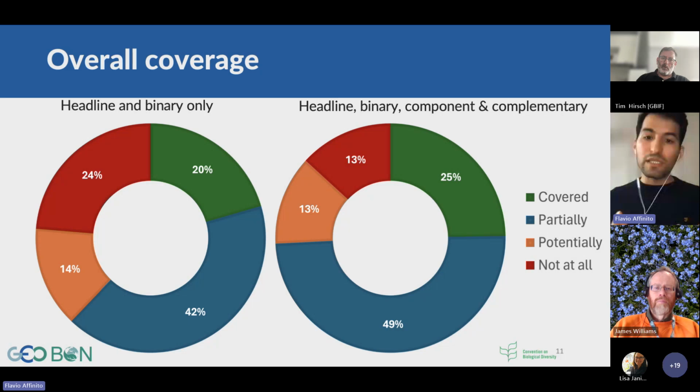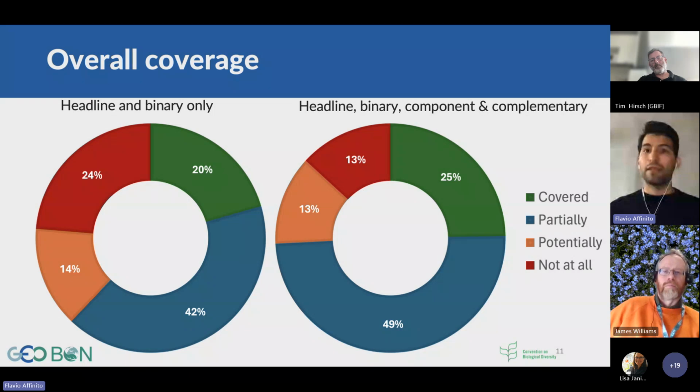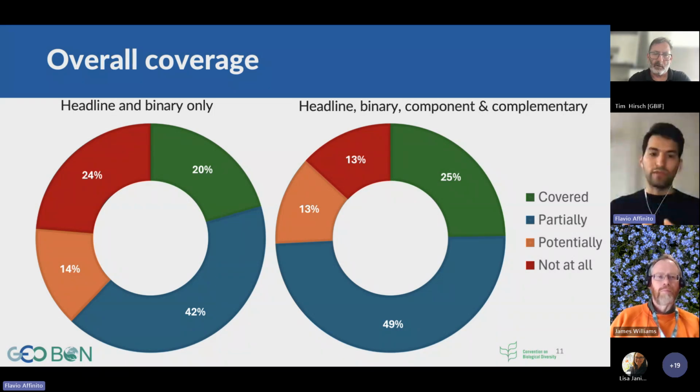So mostly the gaps shrink by about half, and we get a partial coverage of almost all the global biodiversity framework, with still a group of elements that are potentially covered that we could work on to improve. Now, what's important to understand is to dive a little bit deeper into these results and look at what partially actually mean.